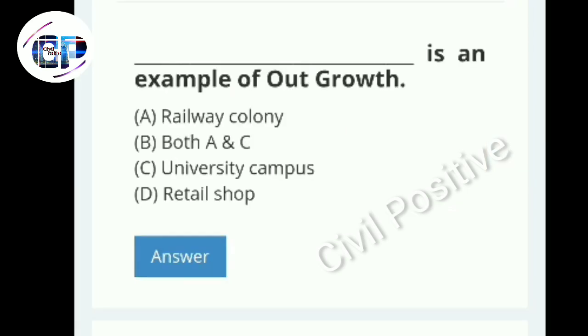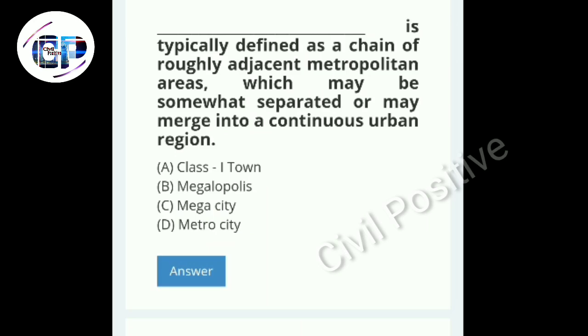This is an example of outgrowth: railway colony, both A and C, university campus, retail shop. Answer B, A and C. This is typically defined as a chain of roughly adjacent metropolitan areas which may be somewhat separated or may be merged into a continuous urban region: class first town, megalopolises, megacity, metro city. Answer B.